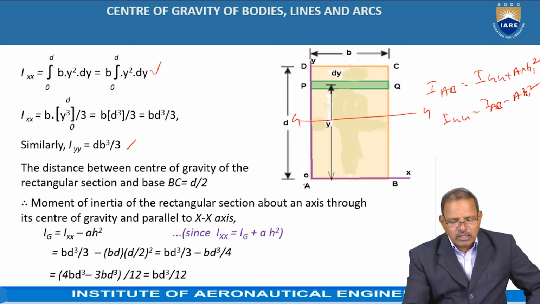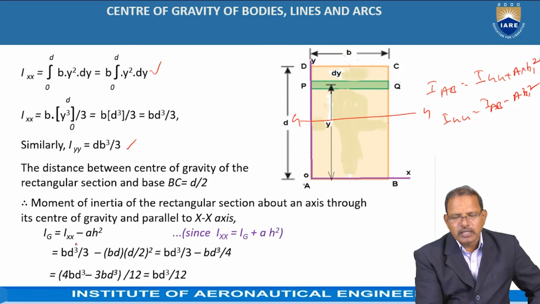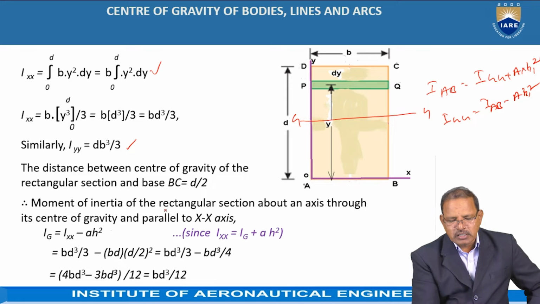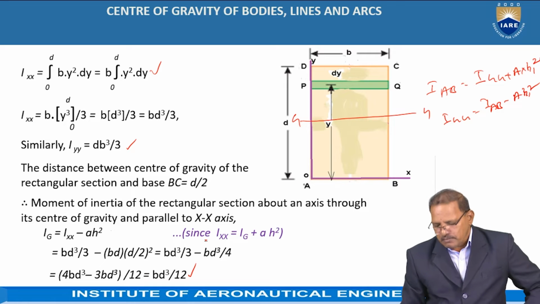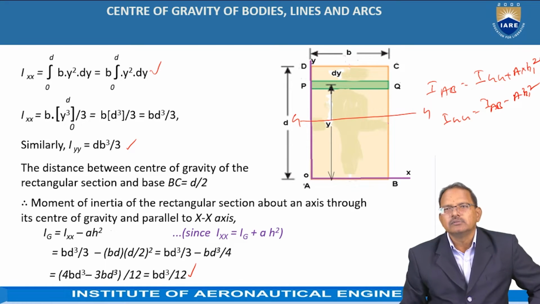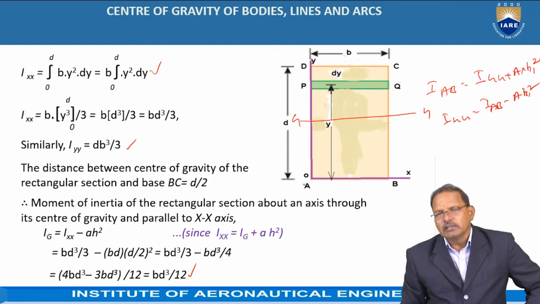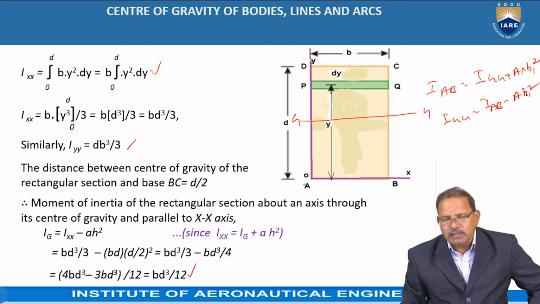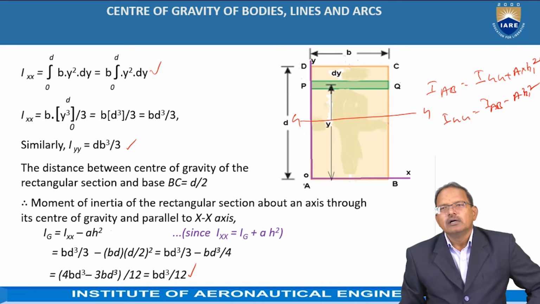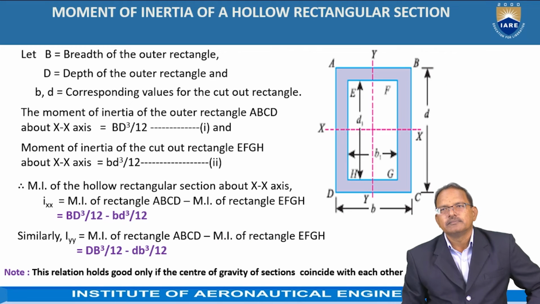So substituting these values in the equation, I_G is equal to I_x minus A h square, we get I_G equal to BD cube by 12, which is nothing but similar to the previous problem. So you can use any one method to determine the values of moment of inertia possessed by the area about its base as well as the centroidal axis.